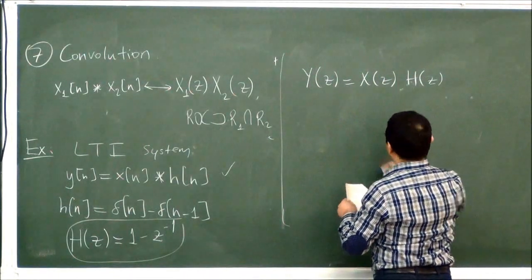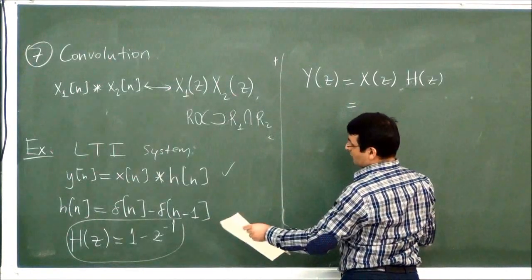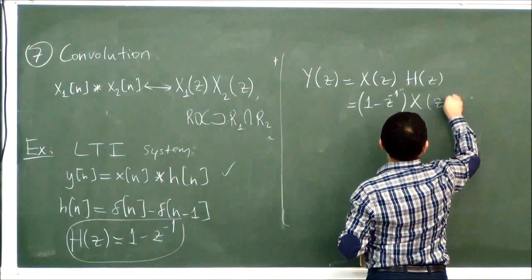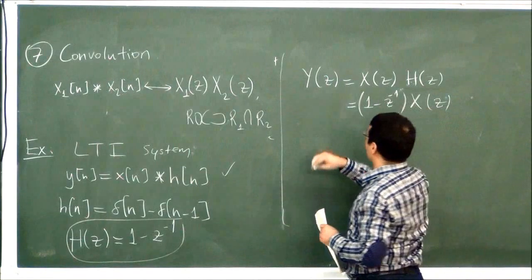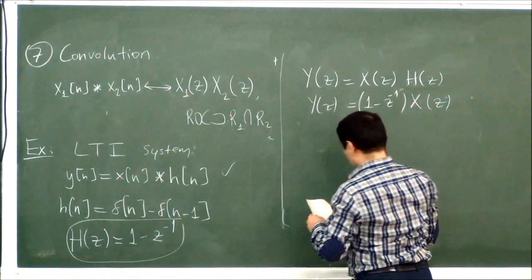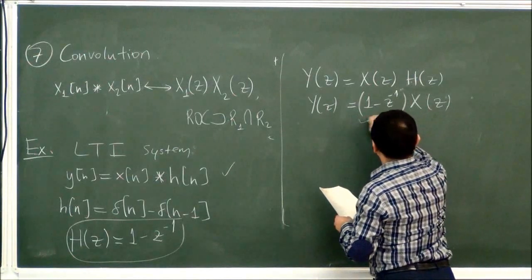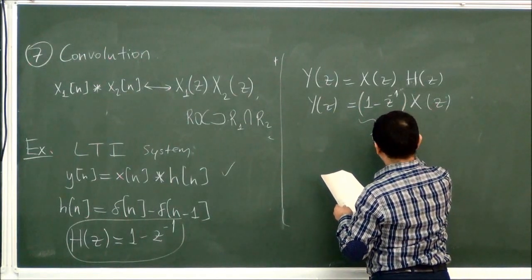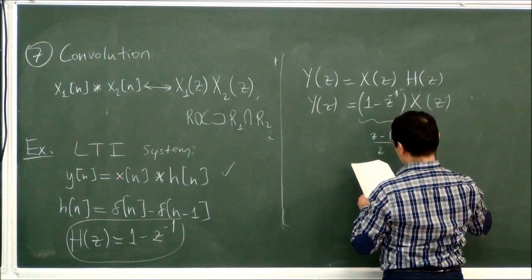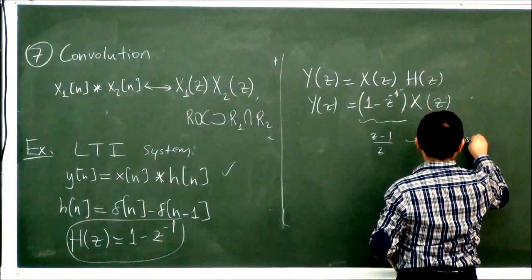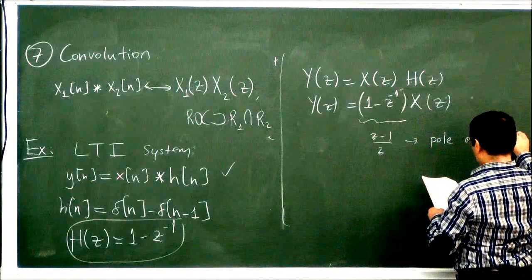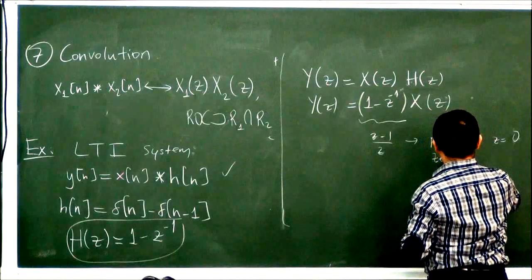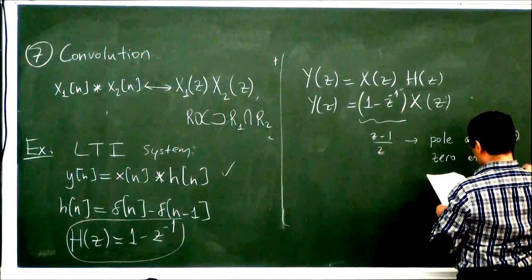Okay. So it's simply H of z, which is 1 minus z to the minus 1, multiplied with the z transform of the input sequence. So this is your output z transform. So what about this? As you see, this is (z minus 1) over z. So there is a pole at z equal to 0. Sorry, z is equal to 0. There is a 0 at z equal to 1.